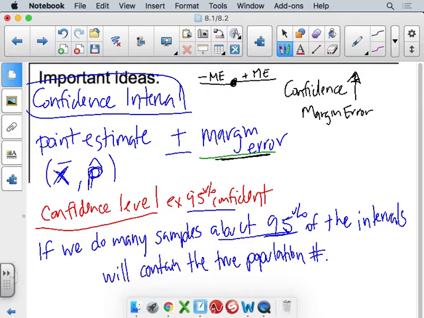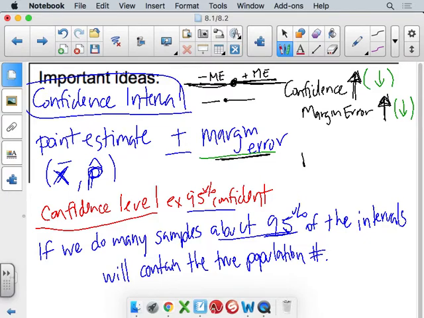So think about the video. When I increased from 95% to 99%, what happened to our interval? Our interval size went up. So if I increase my confidence, my margin of error has to get bigger. The opposite's also true. I'll put parentheses: if the confidence goes down, the margin of error goes down. So if I'm 80% confident, then I get a smaller interval.